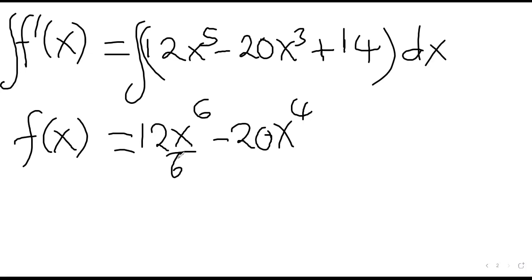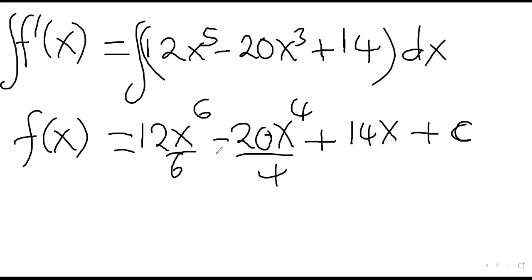x to the power 4 over 4 plus 14. Since it's a constant, you add x at the end. Remember, we have to add the constant after integrating. So this is our function now. This is our original function.